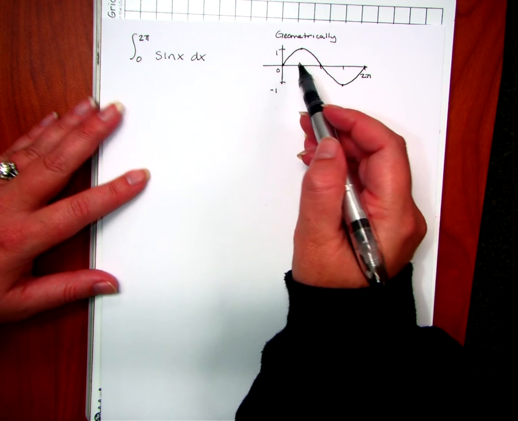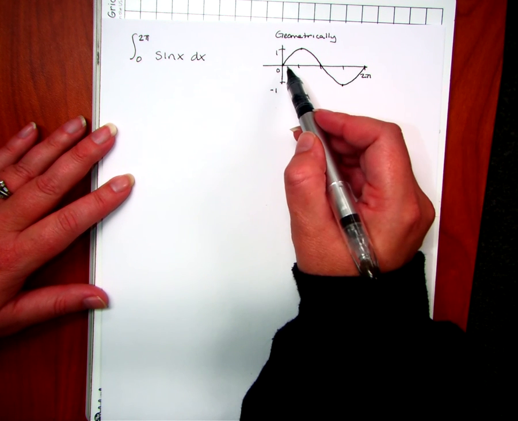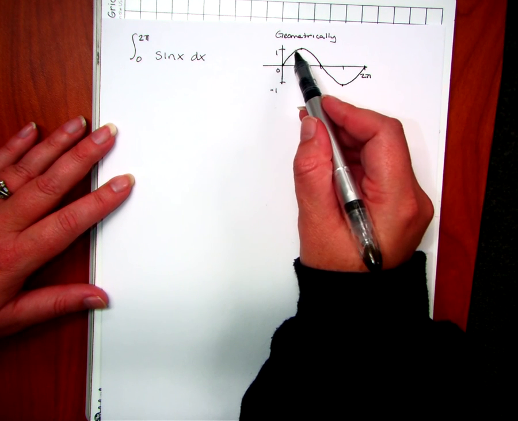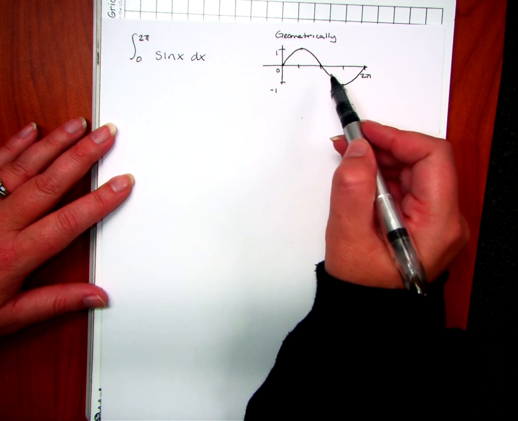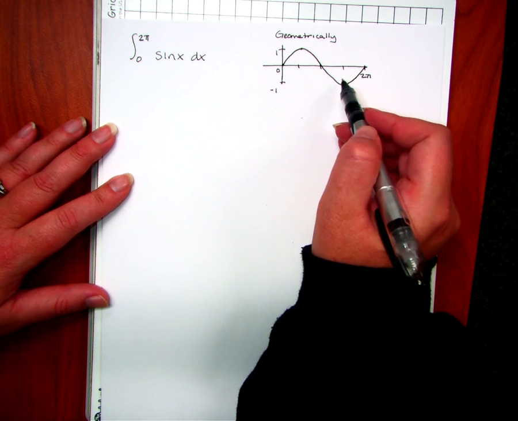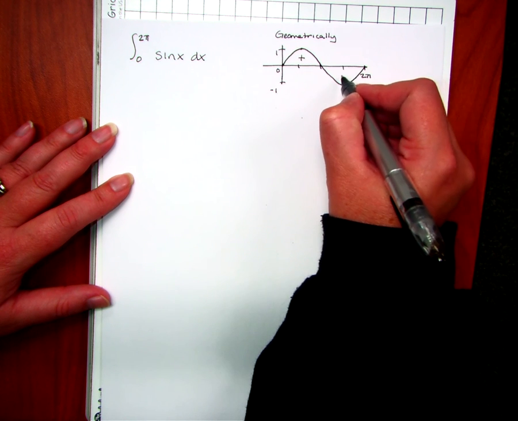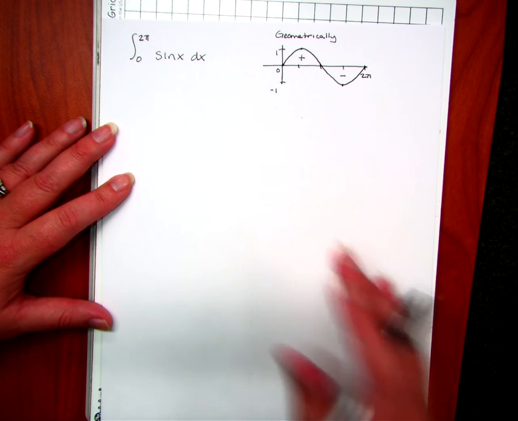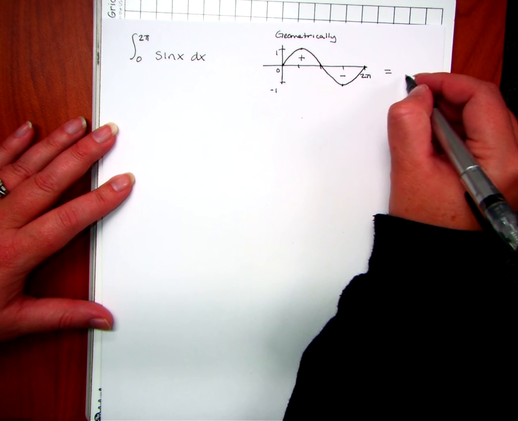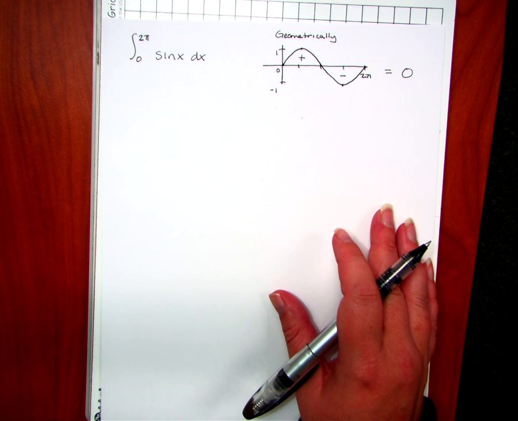Now, instead of breaking this apart geometrically, I think we can agree that the area above the graph equals the area below the graph. So these shapes are equal, and the area above the graph is positive, and the area below the graph is negative. So I'm going to say that this area is going to be 0, right? Because they're going to cancel each other out.